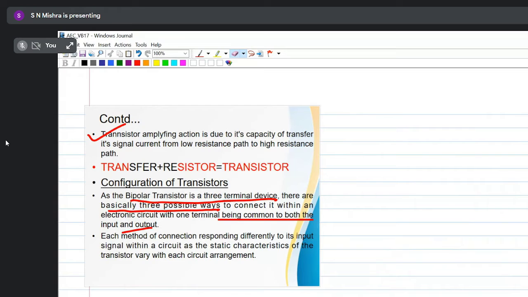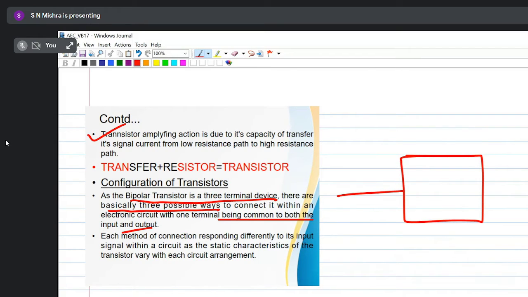Now suppose this is my transistor, used in an amplifier. This is the output. So inside the amplifier some transistor is there. So this one is my input, this one is my output.